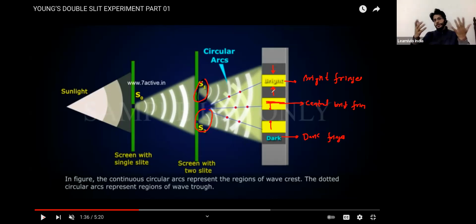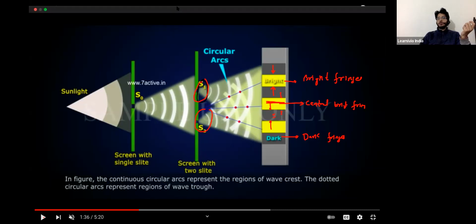So in this derivation, we first have to calculate the conditions for which we get a bright fringe and the conditions under which we get a dark fringe. Second, we have to calculate the intensity of the bright fringe, the formula for the intensity of the bright fringe, and the formula for the intensity of the dark fringes. Next, we will calculate the positions of the bright and dark fringes, where is the bright fringe, where is the dark fringe, and the thickness of the bright and dark fringes. This is what we have to calculate.